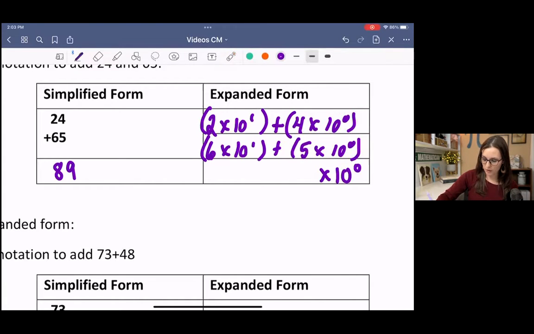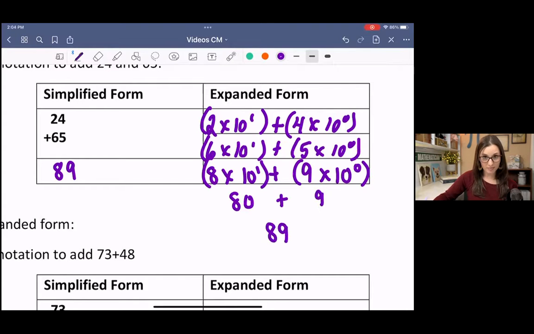So 4 plus 5 is 9. Then we go to the next set of parentheses. They share 10 to the first. That's our A value. And then we can add B and C. And that ends up, if we were to simplify it, to be 80 plus 9, which is 89.